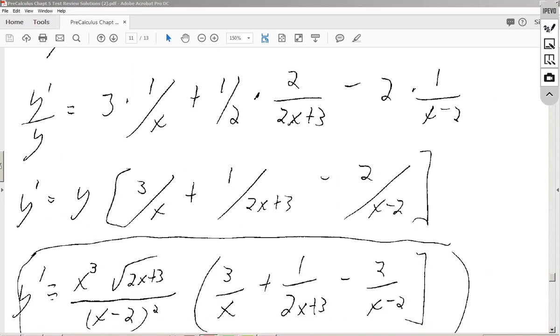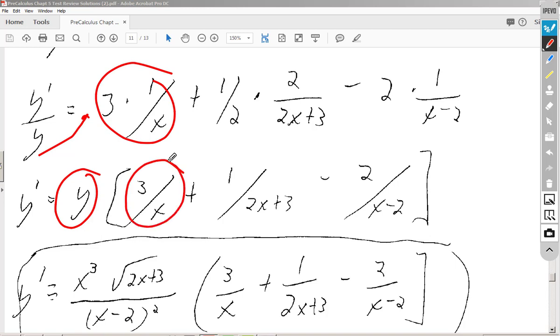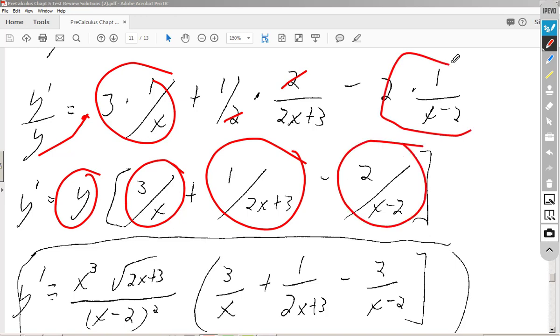So now simplifying this down a little bit. I'm going to move this y over here. 3 times 1 over x becomes 3 over x. These 2's are going to cross out, and so I'm just left with 1 all over 2x plus 3. And then I'm left with 2 times 1 over x minus 2, which becomes 2 over x minus 2.